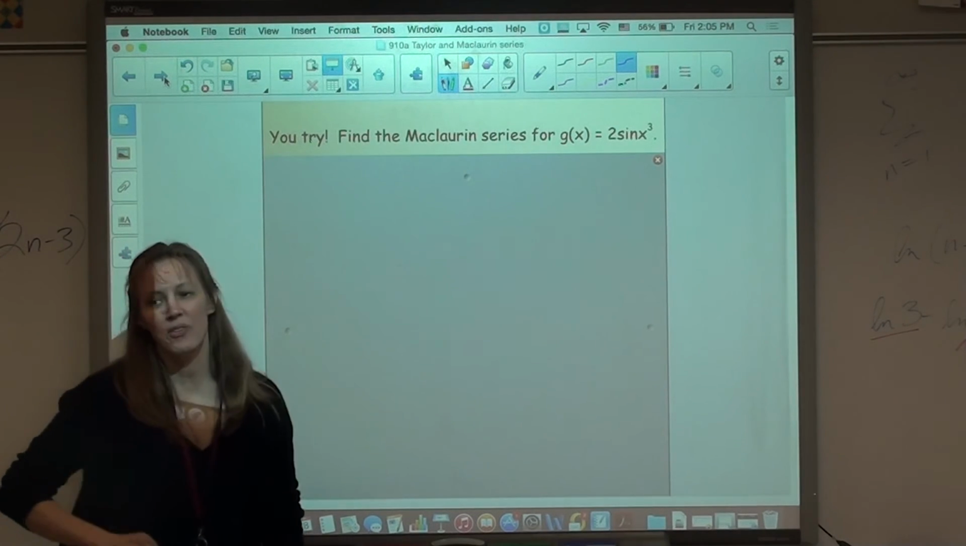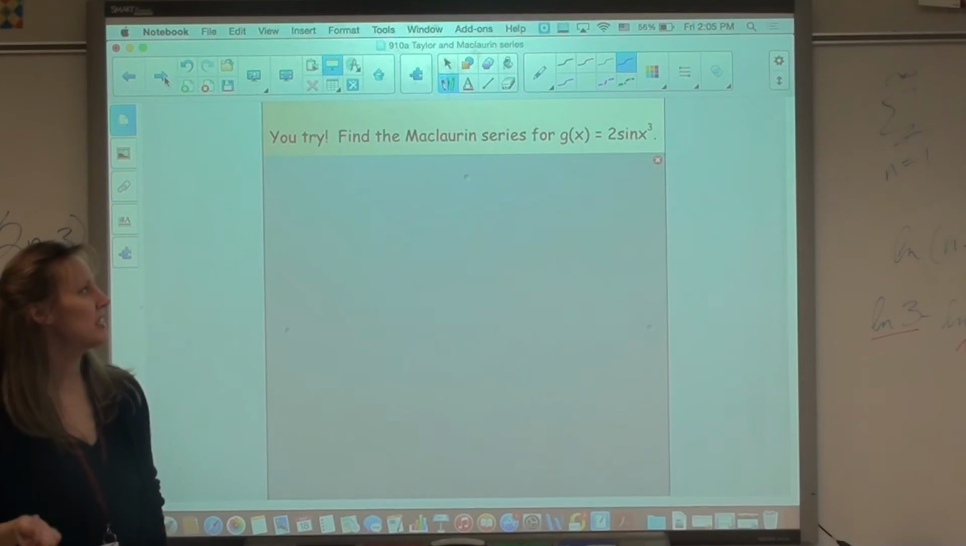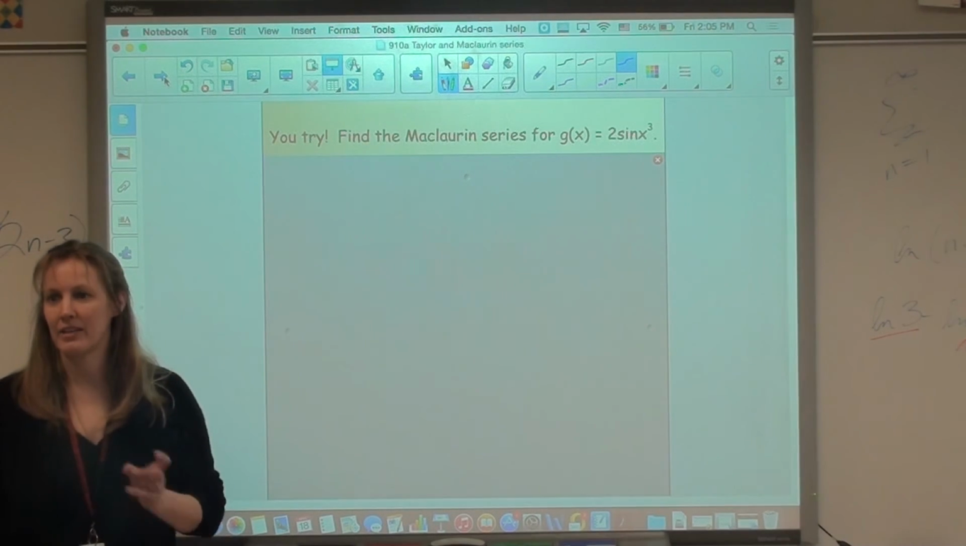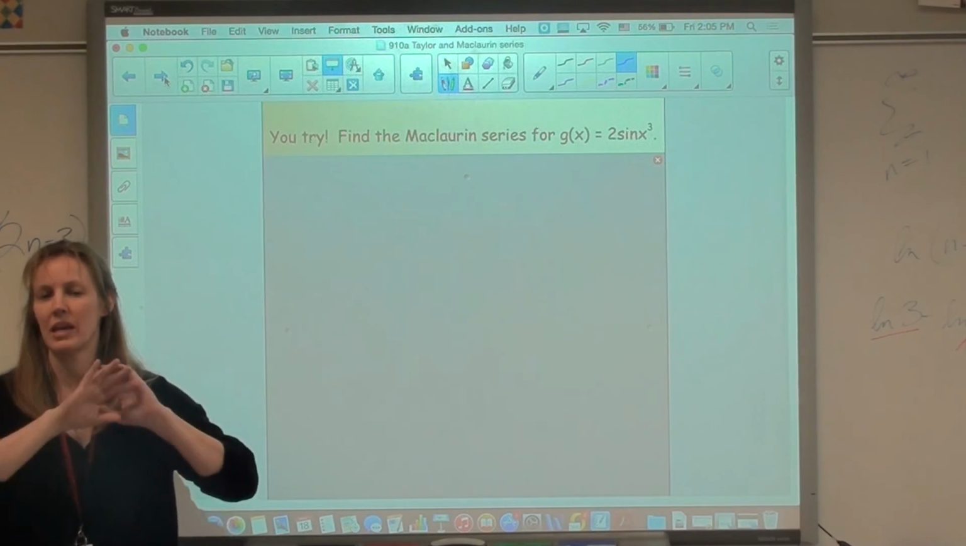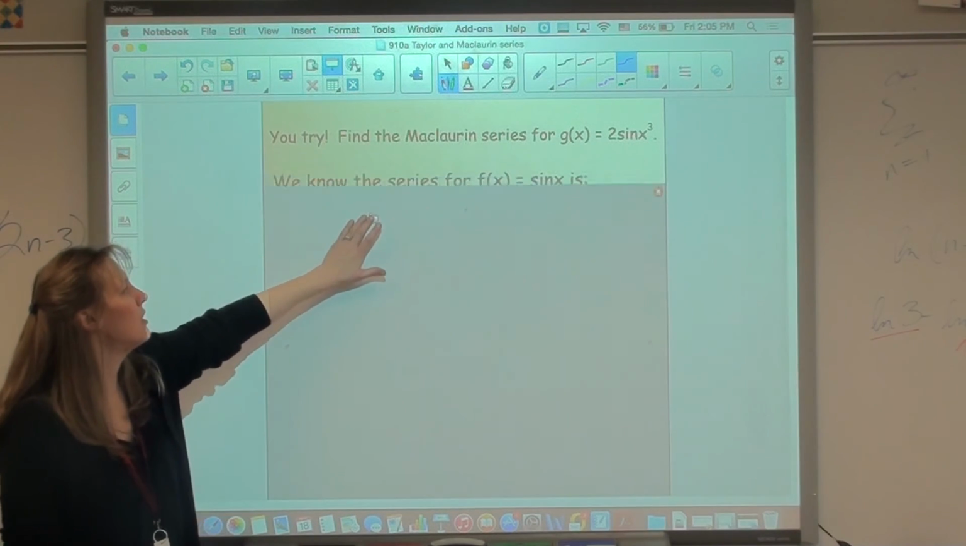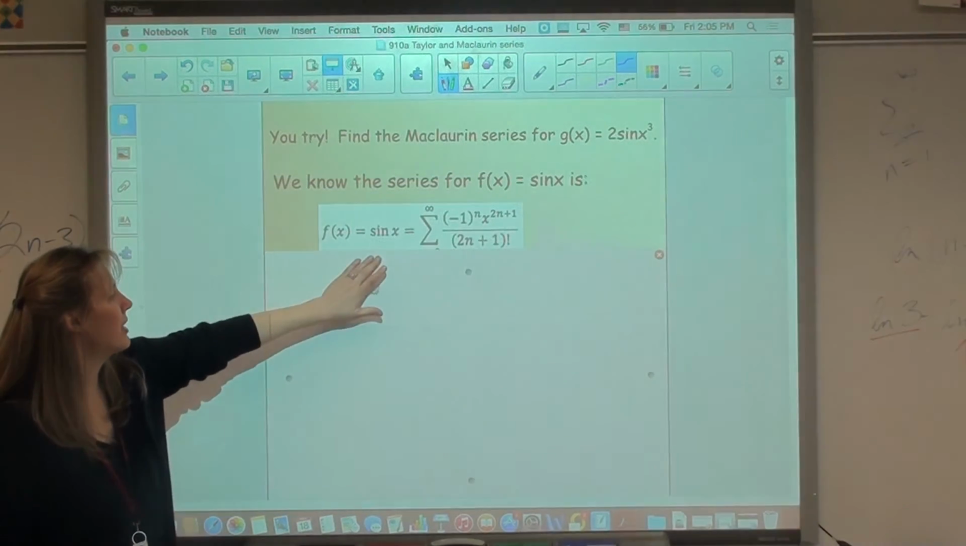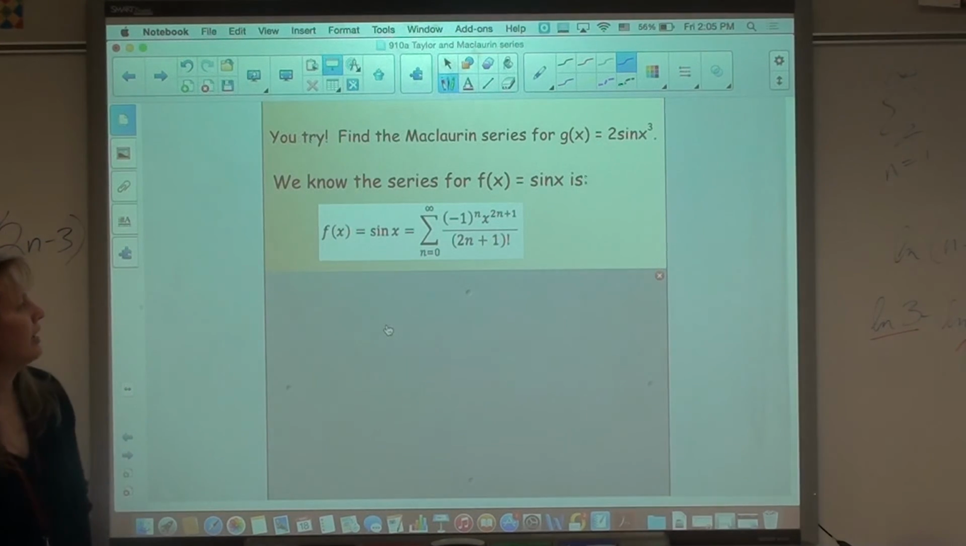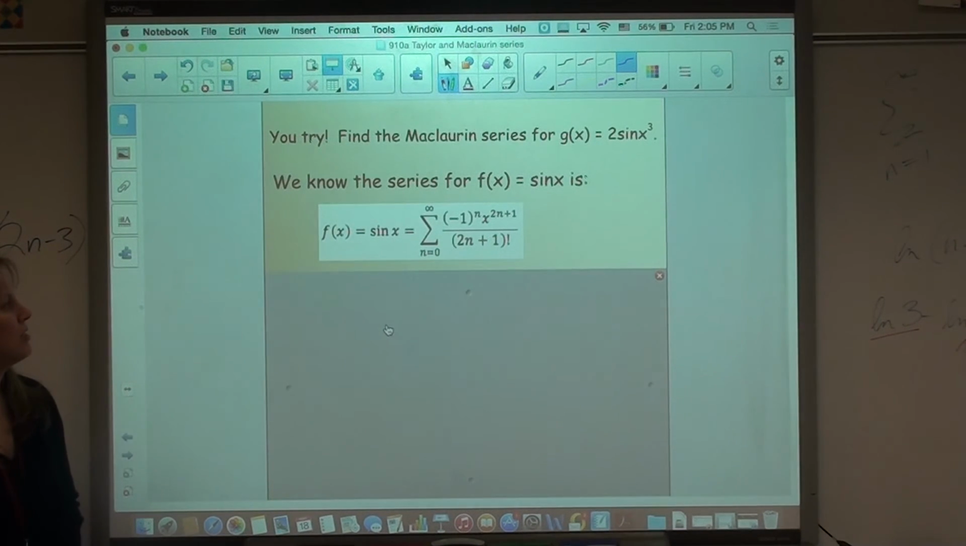Okay, you're going to find the Maclaurin series for g of x equals 2 times the sine of x cubed. That's x cubed, not sine x quantity cubed, but just the sine of x cubed. I'm going to tell you right now, from our little list of series, that the series for sine x is this. I want you to see if you can then use this to find the series for 2 sine x cubed. Go.